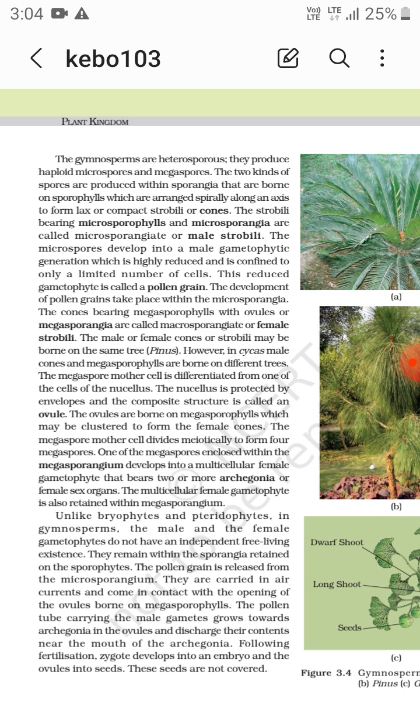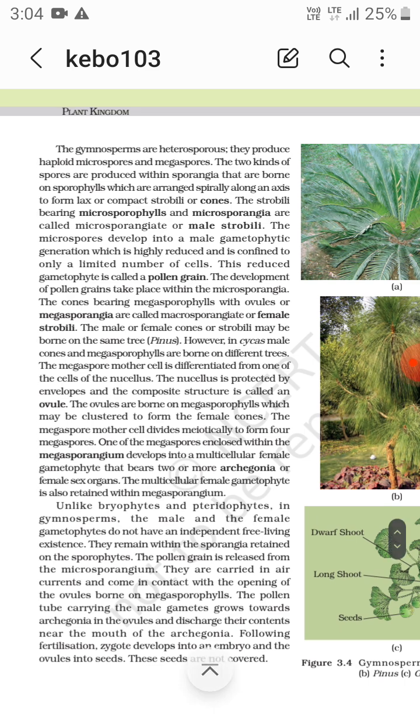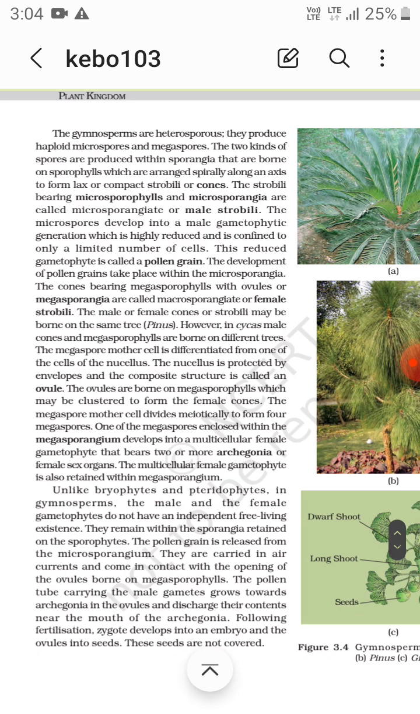The microspores develop into a male gametophytic generation, which is highly reduced and is confined to only a limited number of cells. This reduced gametophyte is called a pollen grain. The development of pollen grains takes place within the microsporangia.